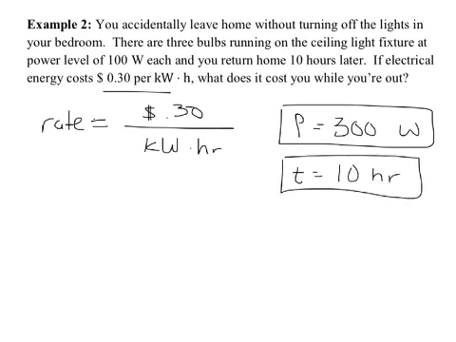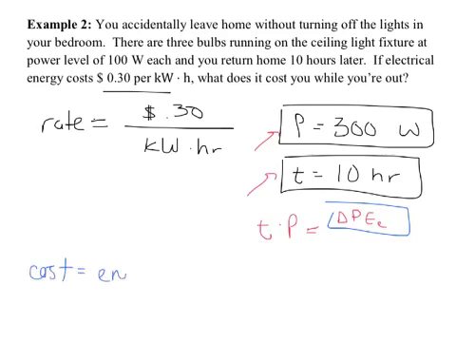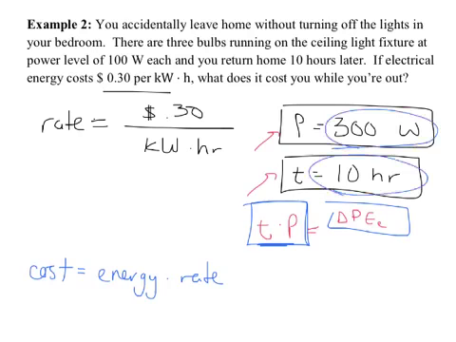Well, from a moment ago, we already came up with the idea that if you have the power and you have the time, you really have the amount of energy used. Remember that power equals the amount of energy over a time period. So moving the time period up, the amount of energy we use in this problem, remembering that our equation in a minute is going to be cost equals energy times rate, is really the time period times the amount of power consumed. Well, we have 300 watts as our amount of power, and the time period is 10 hours.